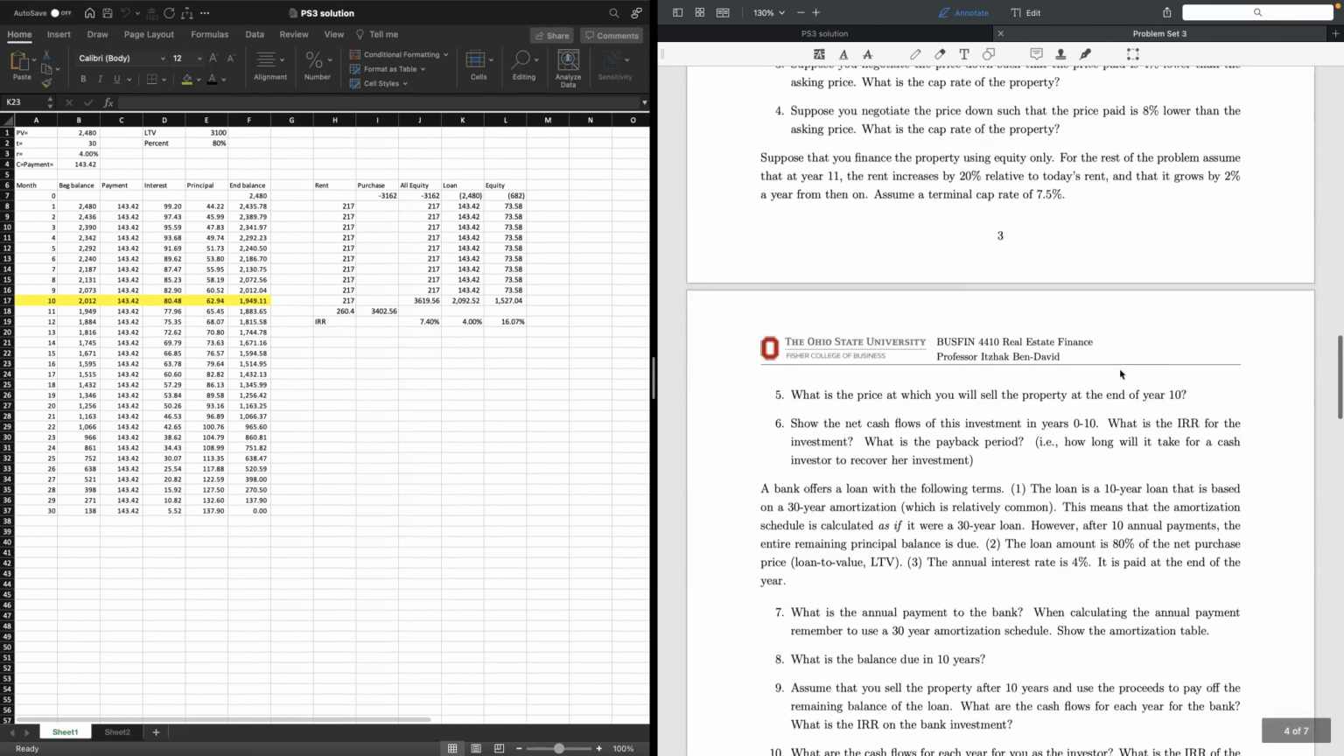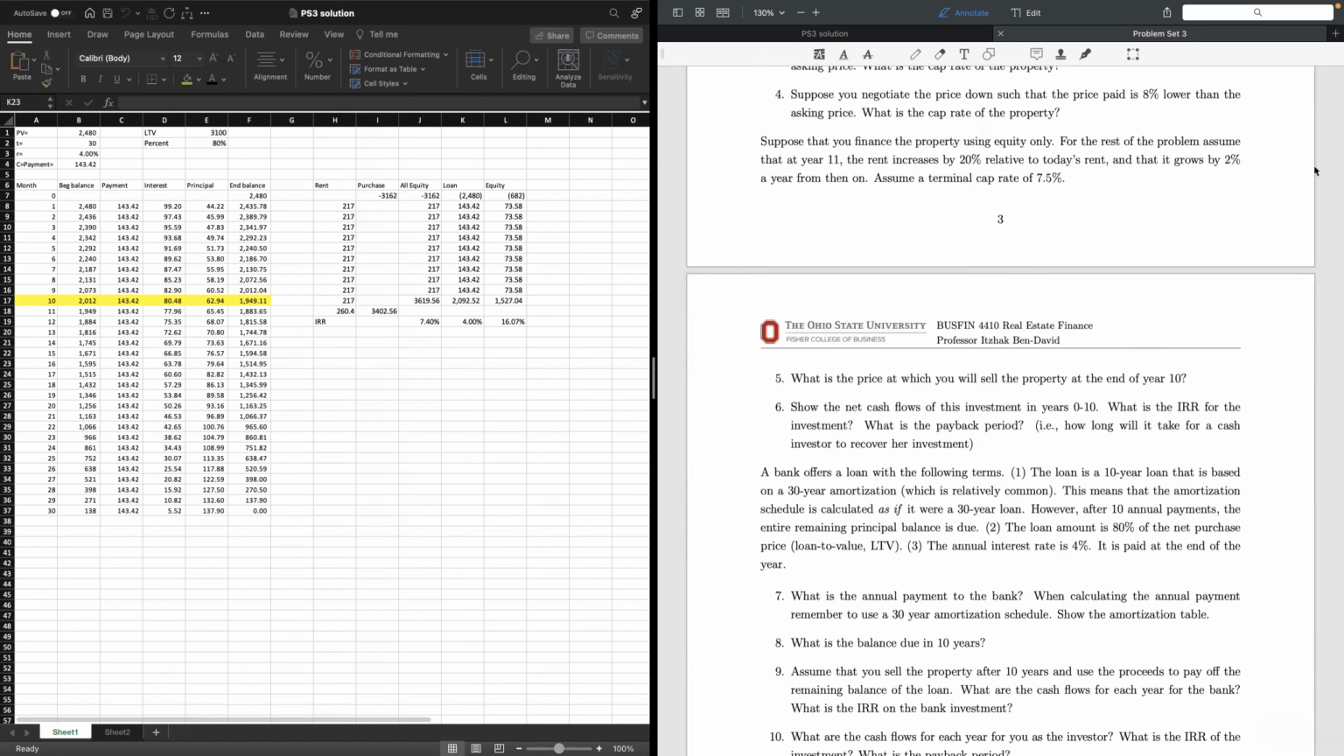And let's go to question 5. Suppose you finance the property using equity only. So for question 5 and 6, you're assuming you'll finance it with your own money. So it's all equity purchase. And this information is to get the sale price. Starting at year 11, the rent increases by 20%. So the new NOI will be 217,000 times 1.2. And it will grow by 2% from here on.